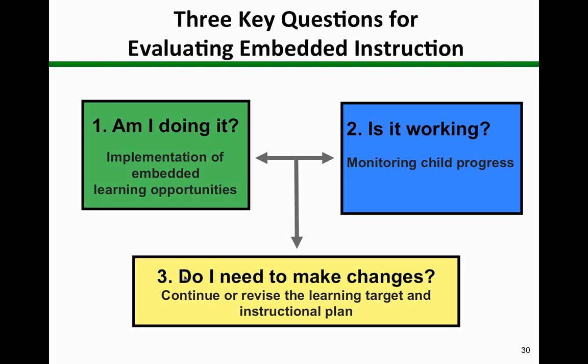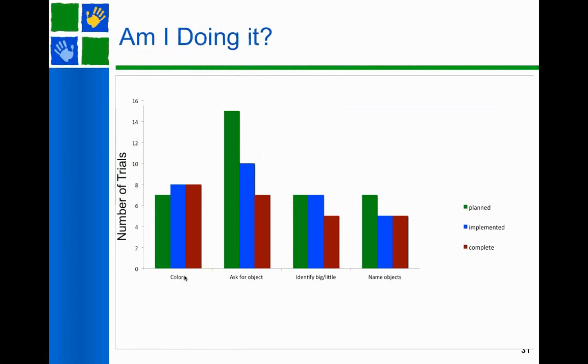So the slide here just shows some data about am I doing it? And I'll quickly say that you can see these are planned trials, these are implemented trials, and these are complete trials, meaning the learning target behavior occurred. And so here what we can see, if we were monitoring our fidelity of implementation, is that for this particular child, we're doing pretty well on the learning target related to colors, and we're doing pretty well on the one related to identifying big and little in terms of planned and implemented, but we're not doing as well on our implementation of providing opportunities, the number of opportunities we had planned.